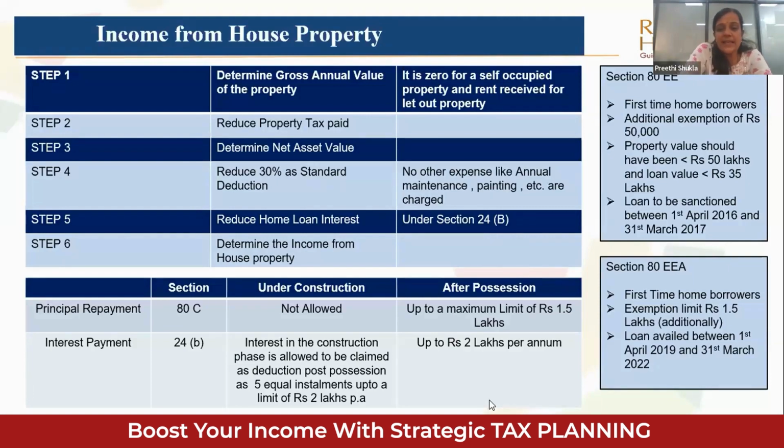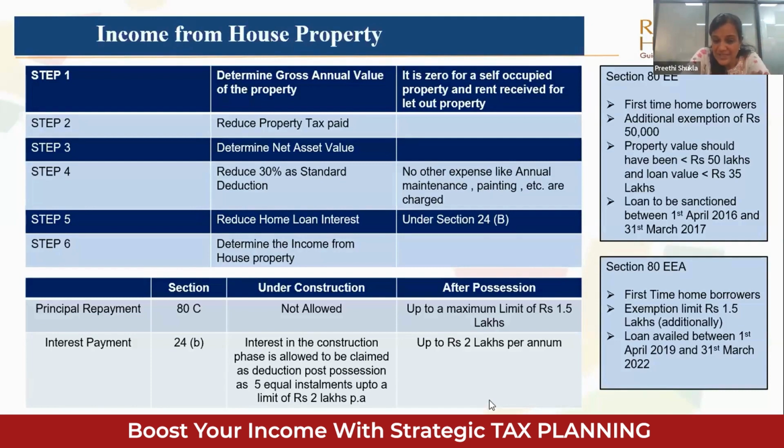There are two sections, 80EE and 80EEA. This is just in case you are not availing them. For first-time home buyers who availed a loan between 1st April 2016 and 2017, besides this 2 lakhs, you can claim an additional 50,000 as deduction towards interest. Similarly, the government in its 2019 budget introduced Section 80EEA. Again, if you're a first-time buyer, you can claim an additional 1.5 lakhs as interest deduction, provided the loan availed is between April 1st, 2019 and 31st March 2022, and the house value should be less than 65 lakhs.